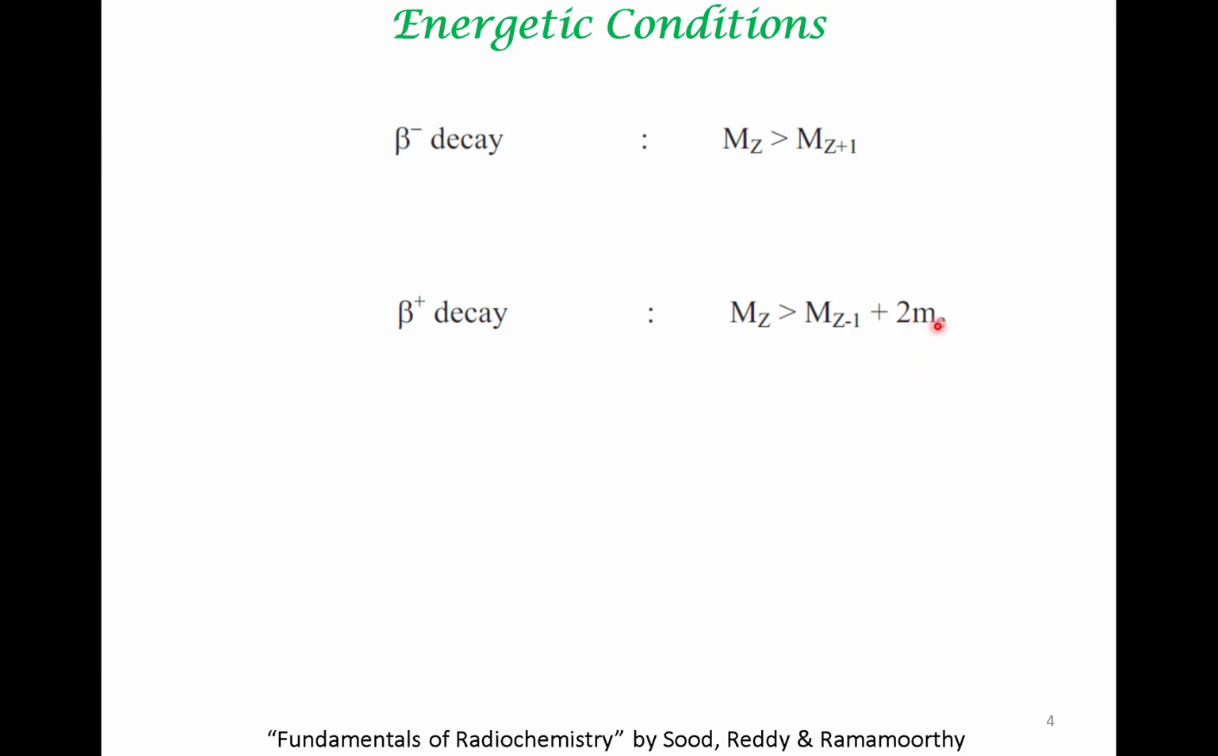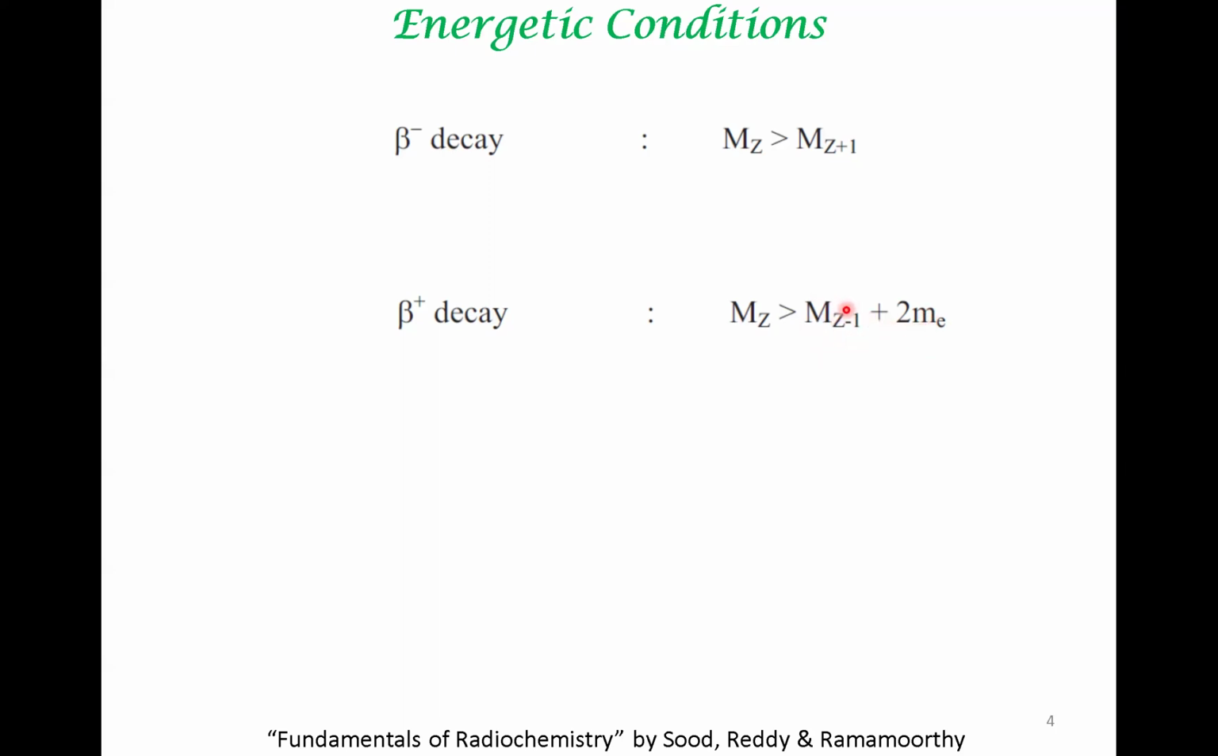So out of this 2 Me, one of the Me is the mass of the electron, the mass of the positron that is being emanated. That positron gets annihilated with the reaction with an electron. Okay, so the other Me we add here because of the annihilation of the positron with the electron.